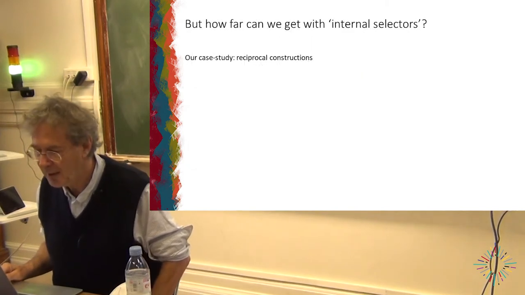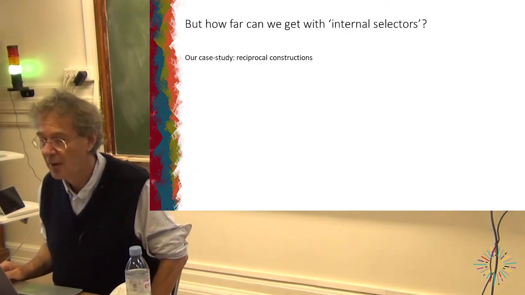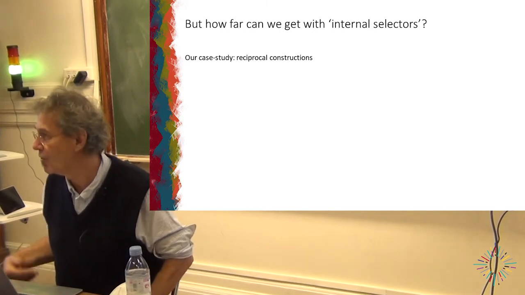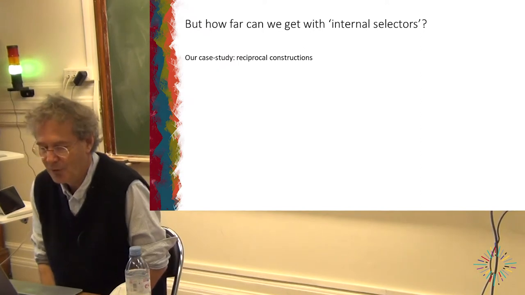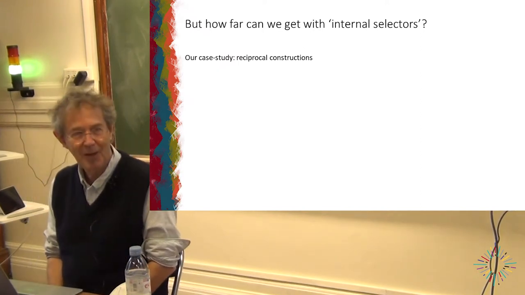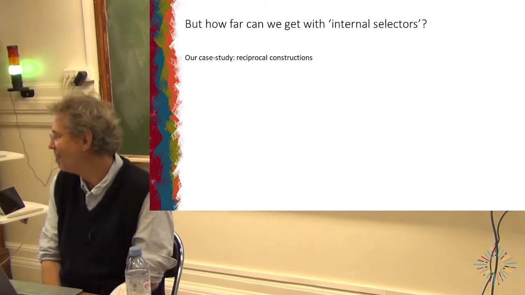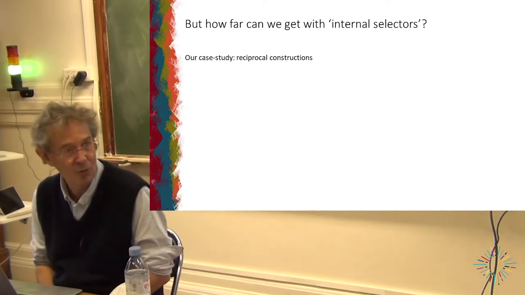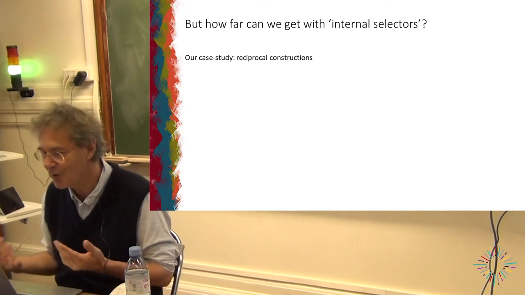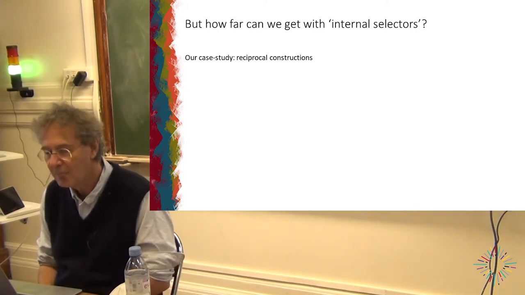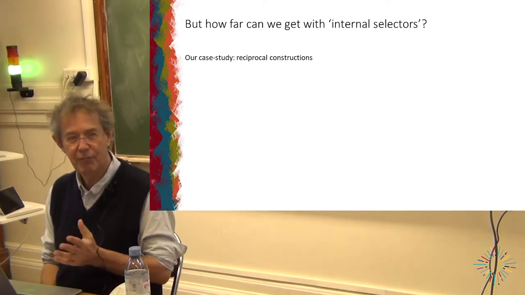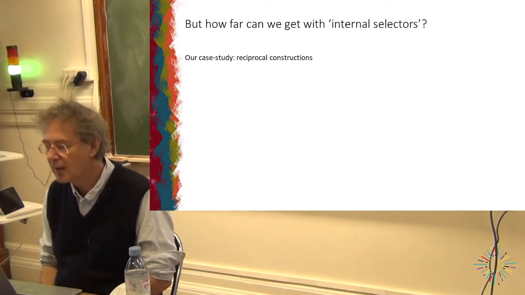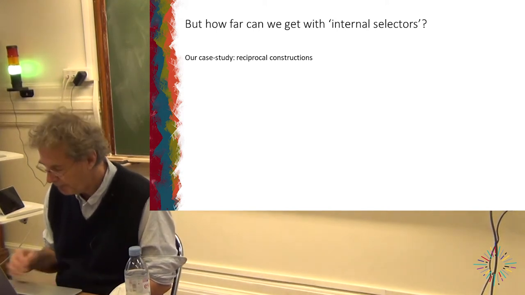Okay, so let's just go back now to internal selectors, and I want to take reciprocal constructions as a sort of case study. Reciprocals are such a huge topic, and I know there's people here in this room who have also been interested in them for some time, and I'm not going to be able to talk about the full range of reciprocal constructions, which is quite amazing, but I think they're a good place to show the trade-offs between different factors which seem to give rise to the diversity.